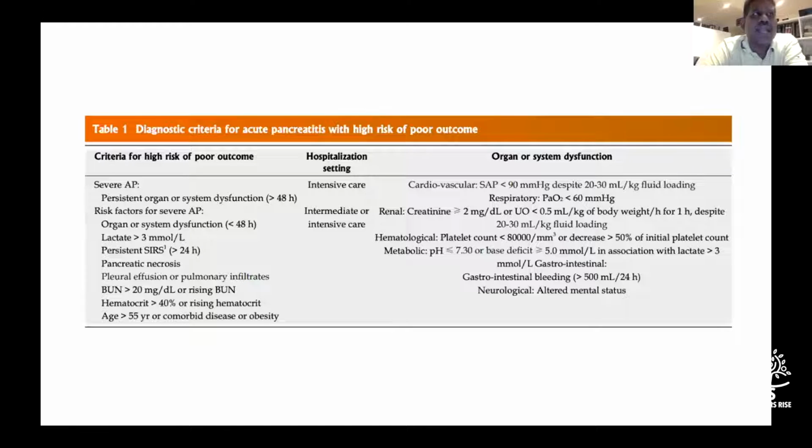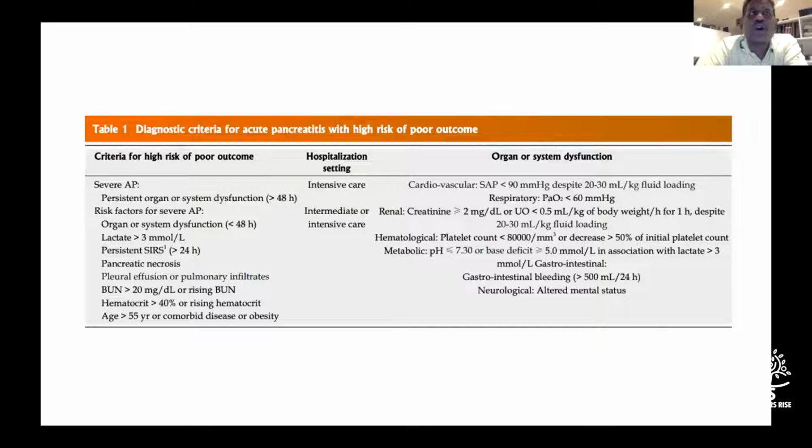A lactate of more than 3 millimoles per liter; some units use 4 millimoles per liter. Persistent SIRS of more than 24 hours post-resuscitation. The presence of pancreatic necrosis, especially when it is more than 30%. Pleural effusion or pulmonary infiltrates indicating more severe disease. A blood urea nitrogen of more than 20 or a rising blood urea nitrogen, which will be almost double for blood urea. A hematocrit of more than 40% or a rising hematocrit. Age more than 55 years or the presence of comorbid disease or obesity.